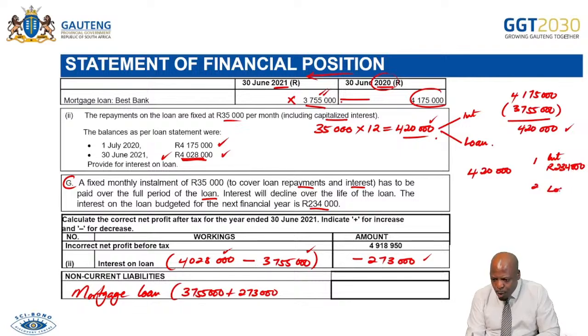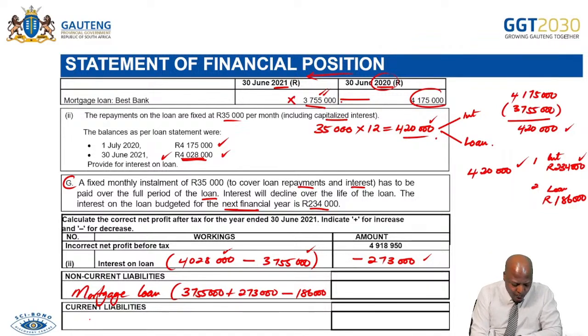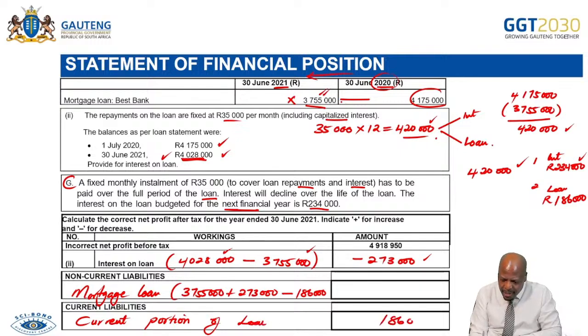That means the remainder is what will be used to pay the loan itself, the capital portion of the loan. So for me to get the capital portion of the loan that I'll pay in the next financial period, I'll say 420 minus 234. How much do I get? 186,000. Therefore, if I'm going to pay this over the next financial year, it will now cease to be a non-current liability. So I'll come and say minus 186. It now becomes a current liability. So I'll now call it my current portion of loan. How much is that? 186,000.